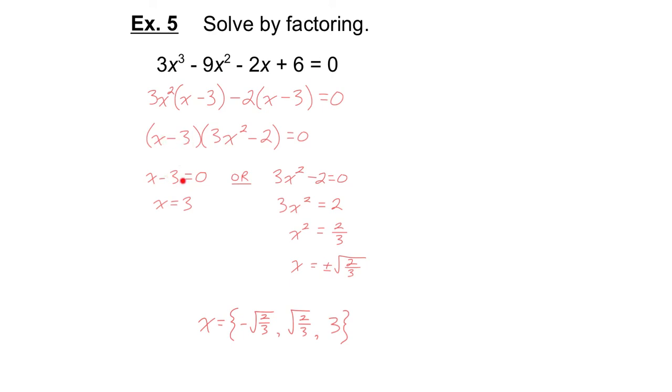X minus 3 equals 0 or 3x squared minus 2 equals 0. If x minus 3 equals 0, then x equals 3. If 3x squared minus 2 equals 0, then 3x squared equals 2. Divide both sides by 3, x squared equals 2/3. Take the positive or negative square root. So I get 3 possible answers for x. Negative square root of 2/3, positive square root of 2/3, or 3.